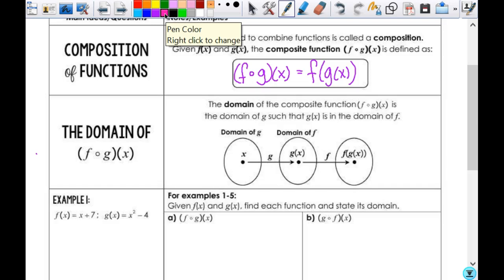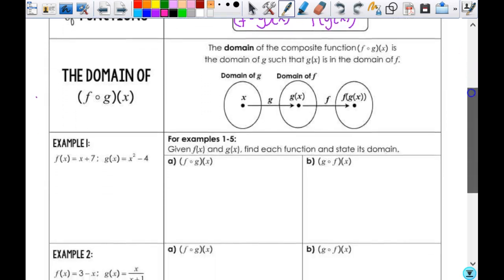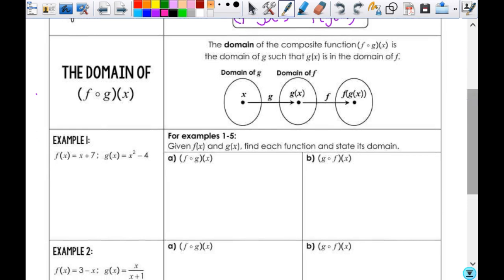It says the domain of the composite function, f of g of x, is the domain of g such that g of x is in the domain of f. Okay, so I know that's just like wordy mess, right? So let's think about what that says. The domain of g, when you're talking about the domain of something, are we talking about x values or y values? X values. Okay, so the x values. Such that g of x, would that represent x values or y values? Y values is in the domain of f. So again, we're talking about x values.